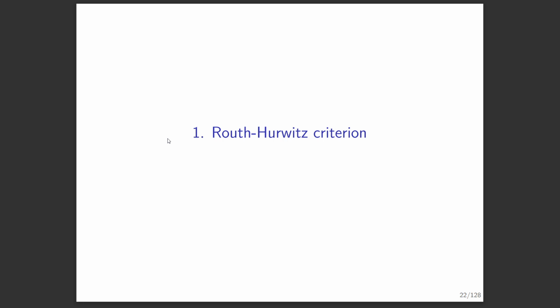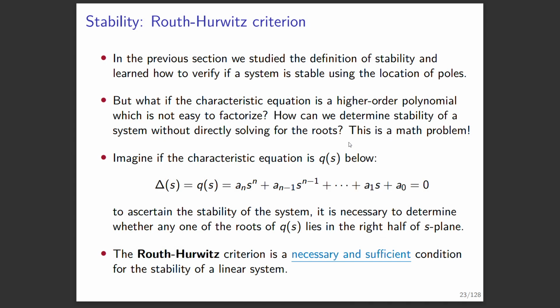Okay, we talked about stability, the definition of stability, how to determine whether or not a system is stable. Now we want to talk about Routh-Hurwitz criterion. Routh-Hurwitz criterion is a method to determine if a system is stable. It's actually a mathematics method. It doesn't have as much to do with controls, but we use it in controls. So the focus of Routh-Hurwitz is the characteristic equation.